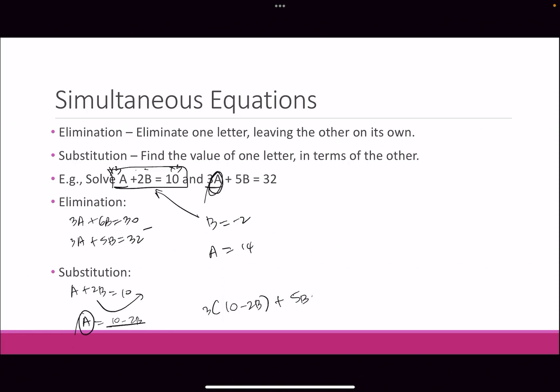Plus 5b equals 32. Expand it. So 30 minus 6b plus 5b equals 32. So 30 minus b equals 32. Move this over here, move this over here. b equals minus 2. Okay, a is going to be the same thing then.